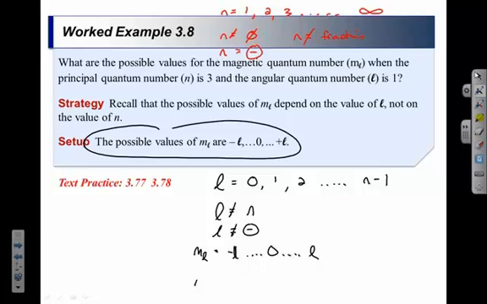And we'll talk about MS in a second, but MS only has 2 possible values, negative 1/2 or positive 1/2. So that's the simplest one.